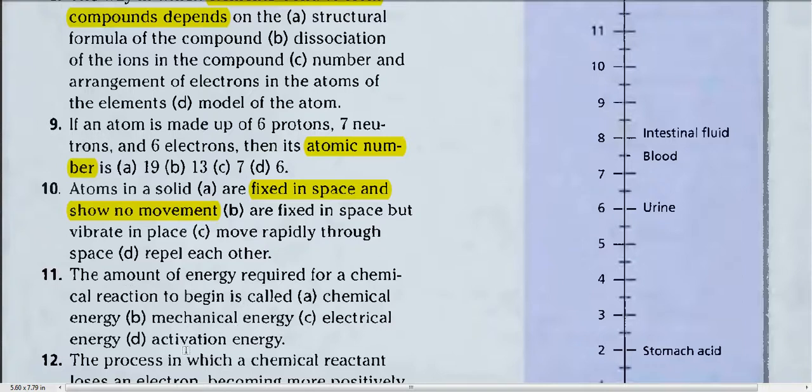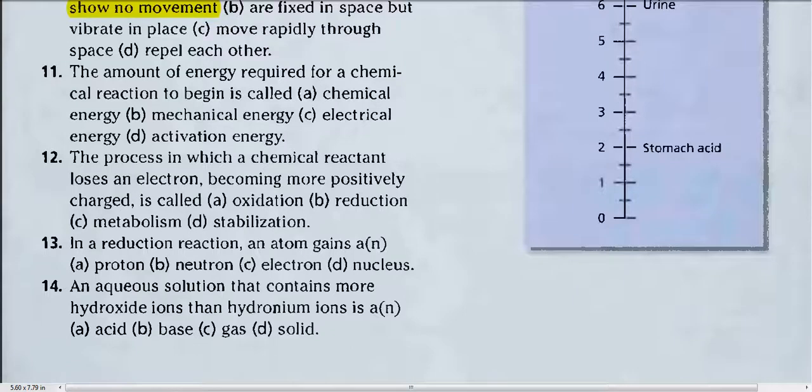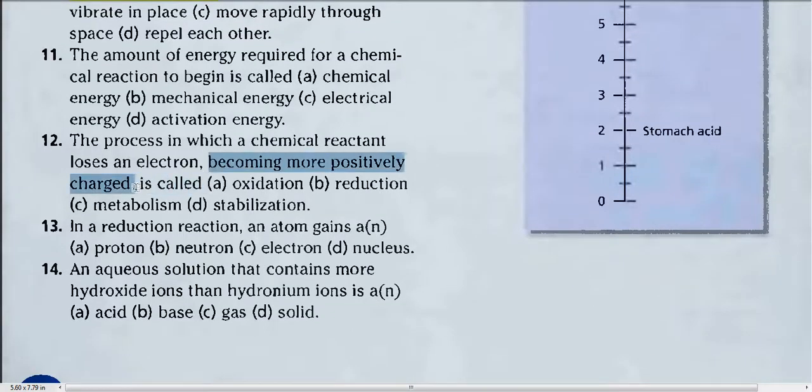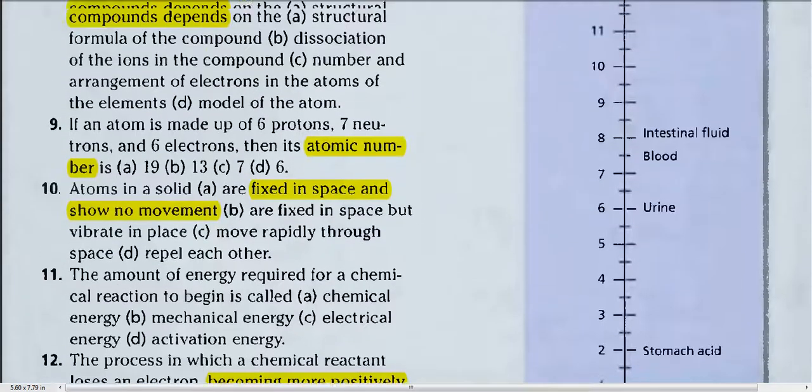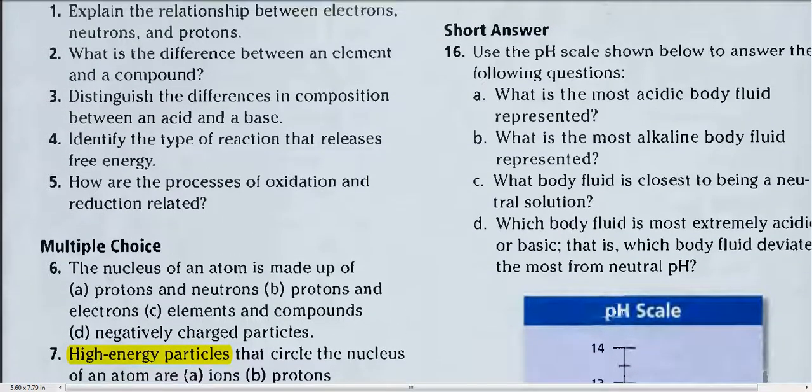12. The process in which a chemical reactant loses an electron, becoming more positively charged, is called A, oxidation, B, reduction, C, metabolism, D, stabilization. 13. In a reduction reaction, an atom gains A, a proton, B, a neutron, C, an electron, D, a nucleus. 14. An aqueous solution that contains more hydroxide ions than hydronium ions is A, an acid, B, a base, C, a gas, D, a solid. 15. Acid formed from sulfur dioxide in the atmosphere is present in A, rocks, B, acid precipitation, C, weak bases, D, pure water.